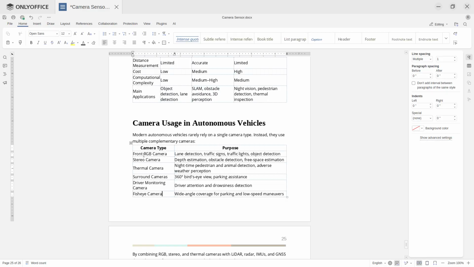For example, front RGB camera is used for lane detection, traffic signs, traffic light, object detection. Stereo camera: depth estimation, obstacle detection, free space estimation. Thermal camera: nighttime pedestrian and animal detection. Surround cameras: 360-degree bird's eye view, parking assistance. Driver monitoring camera: driver attention and drowsiness detection. Fisheye camera: wide angle coverage for parking and low speed maneuvers.